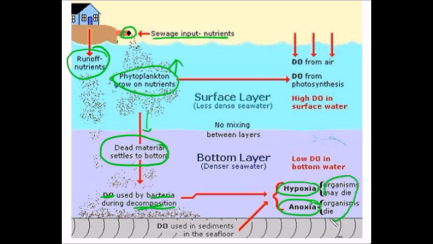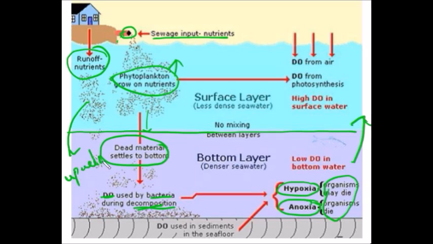Because of that, organisms and fishes die in the bottom layer. Both layers are not strictly separated because of the water current or ocean current. The mixing occurs. You can say upwelling. Upwelling means the bottom water comes to the surface through a process called upwelling. So because of that, overall the oxygen demand increases and also dissolved oxygen comes down.